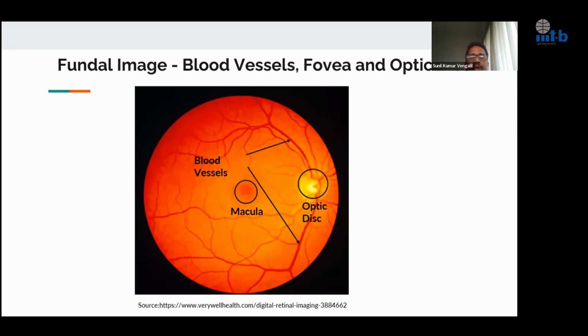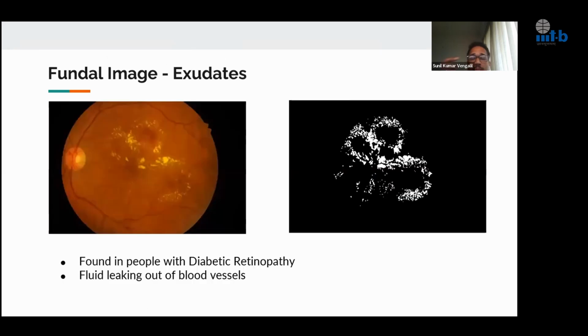So our aim is to segment out these structures in a fundal image: the blood vessels, macula, and optic disc. In addition to this, what we saw earlier was the image of a healthy person. Now, when there are various diseases or abnormalities present, you can see some lesions here. The white patches shown here are called exudates. These exudates are mostly seen in patients of diabetic retinopathy. This is fluid leaking out of the blood vessels.